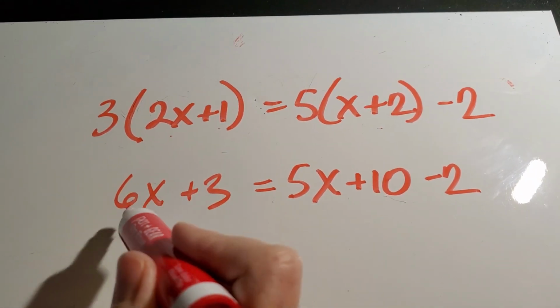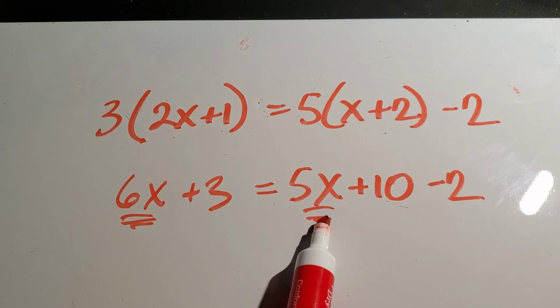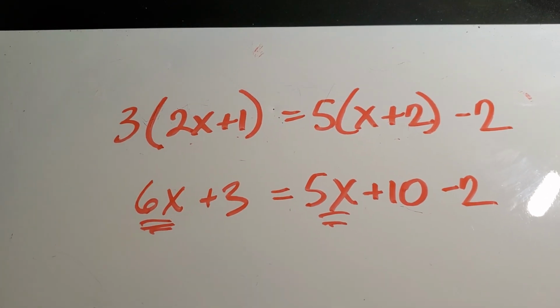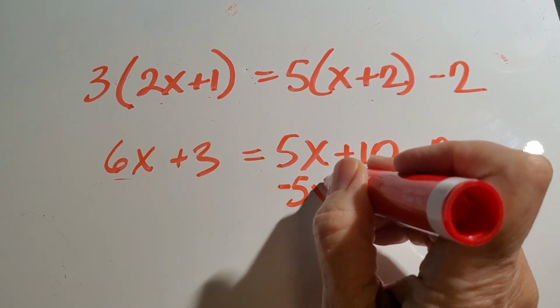Okay, now we have x's on this side and x's on this side. We really would like all of our x's over here, so I'm going to start by subtracting 5x from each side.